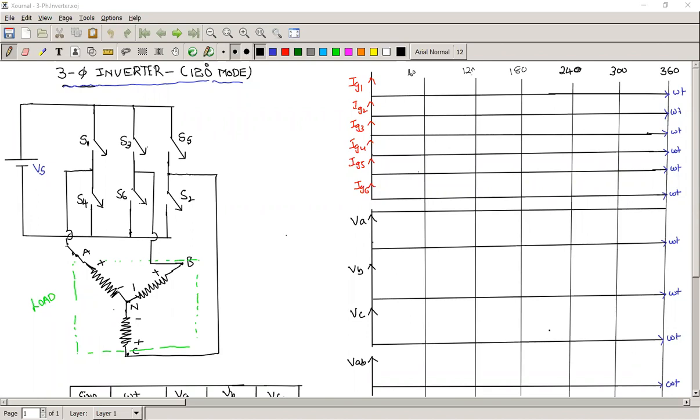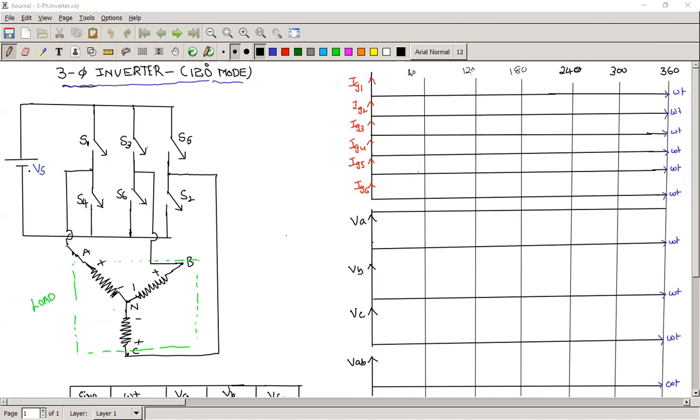Welcome to the class on three-phase inverters, 120 degrees mode of operation. So this is the circuit diagram, which consists of six switches. S1, S3, S5 are the positive group of switches, nothing but the odd group also. S2, S4, S6 are nothing but the negative group of switches. This is the load which is connected in a star. This is the supply.